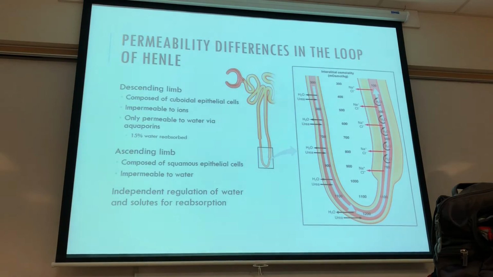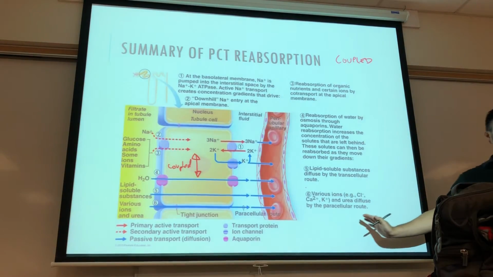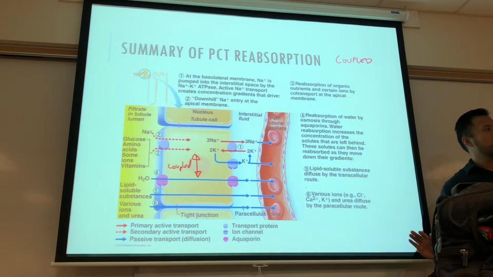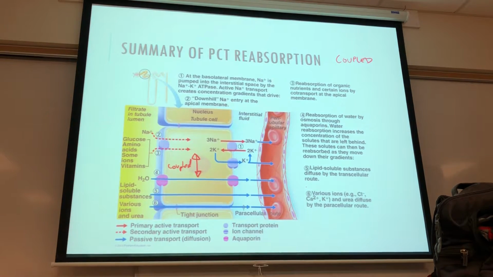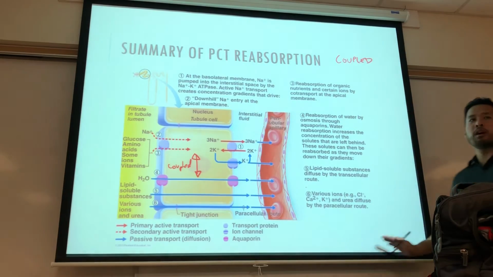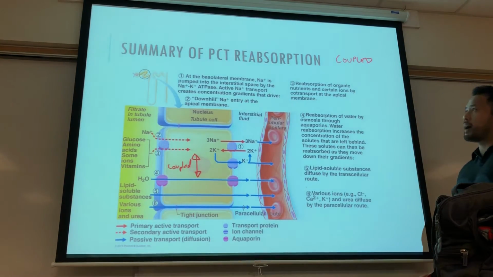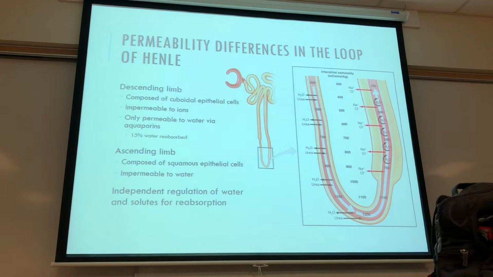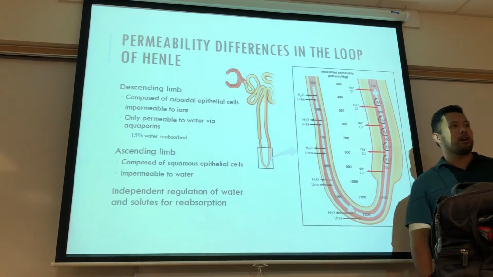Now, what questions do we have about the proximal convoluted tubule? Again, 65% absorbed in the proximal convoluted tubule. Most of your glucose, most of your vitamins, your amino acids, proximal convoluted tubule. What we're going to talk about next in the loop of Henle is the reabsorption of salt and water.